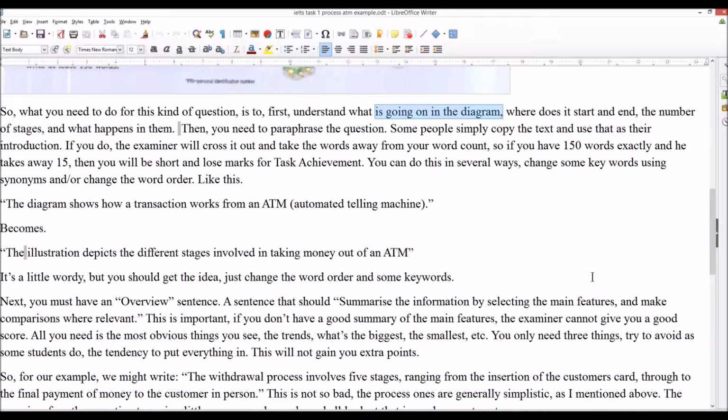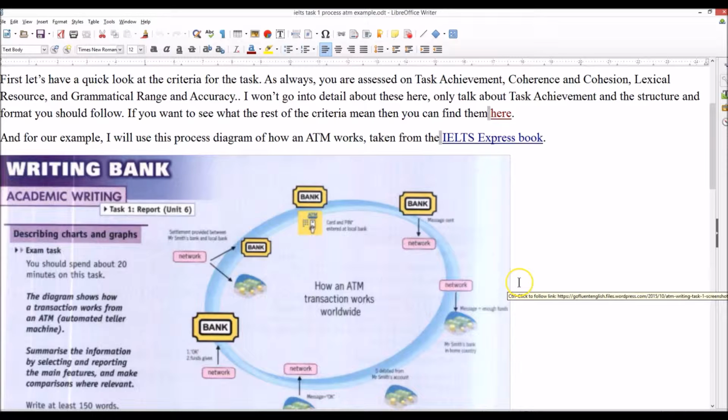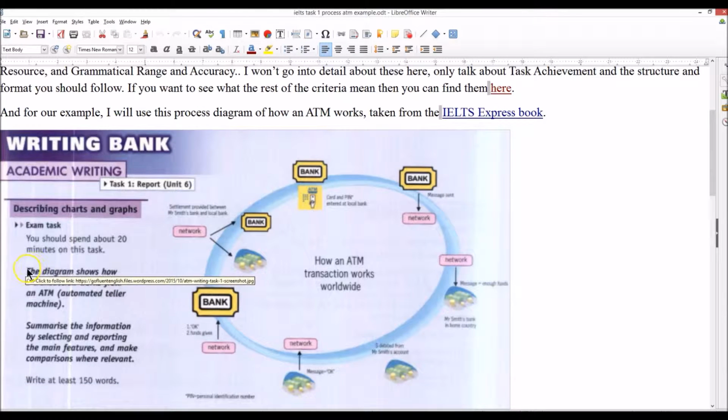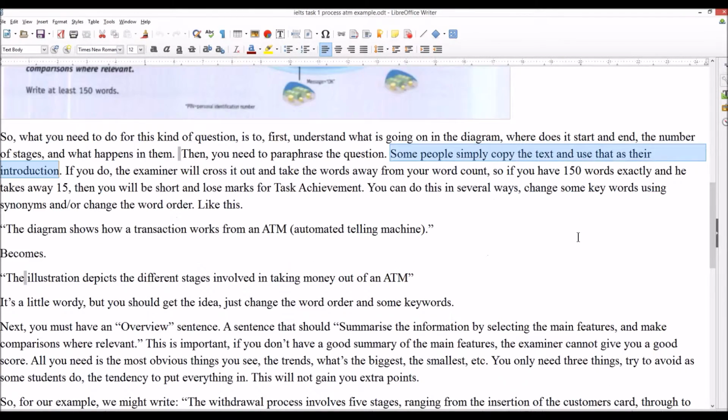So, paraphrase the question. Now, a word of warning. Some people simply copy the text and use it as their introduction. So they copy this: the diagram shows how a transaction works, blah, blah, blah. If you do that, the examiner is going to cross it out and take the words away.